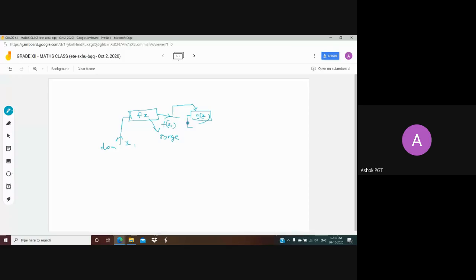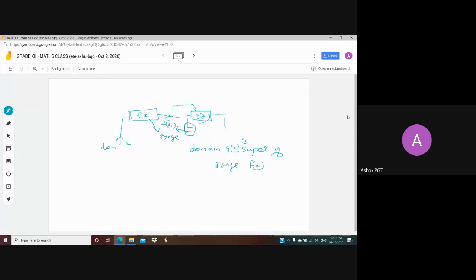In case the domain of g of x does not accept this particular output, students, do you understand this? The domain of g of x should be a superset of the range of f of x. Then it can produce the output.